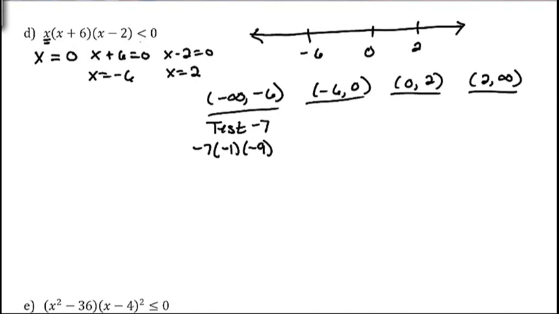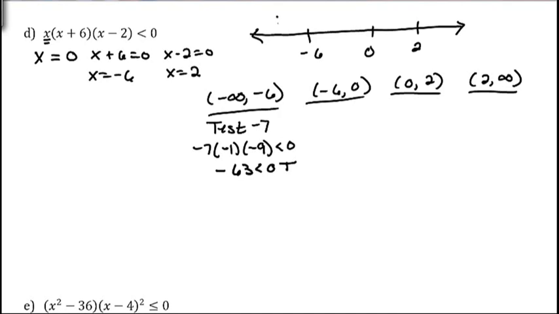Really, all we're concerned about is whether this is greater than or less than 0. You can go ahead and multiply that out. Because I know I'm multiplying three negative numbers together, I know that it's going to be negative, which is going to be less than 0. But if you're more comfortable, you can go ahead and multiply that out, and you get negative 63.